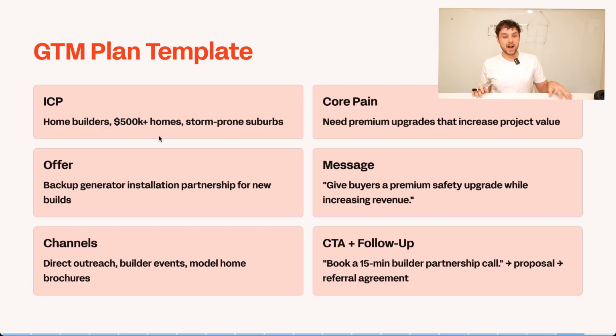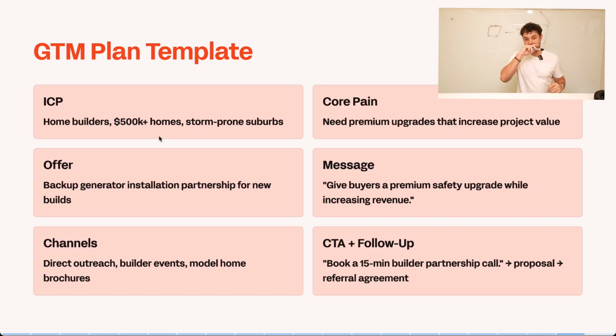Next is our offer: a backup generator installation partnership for new builds. We're going to install generators that are backup power for anyone who's building a new house, for home builders who are building new homes. Next is our message. This is the message that we are going to give to your customer: give buyers a premium safety upgrade while increasing revenue. That is the message I'm going to use to appeal to home buyers. Okay, that's how I'm going to pitch my service and position myself. A premium safety upgrade while increasing revenue. So you're helping your customers and you're going to make more money.